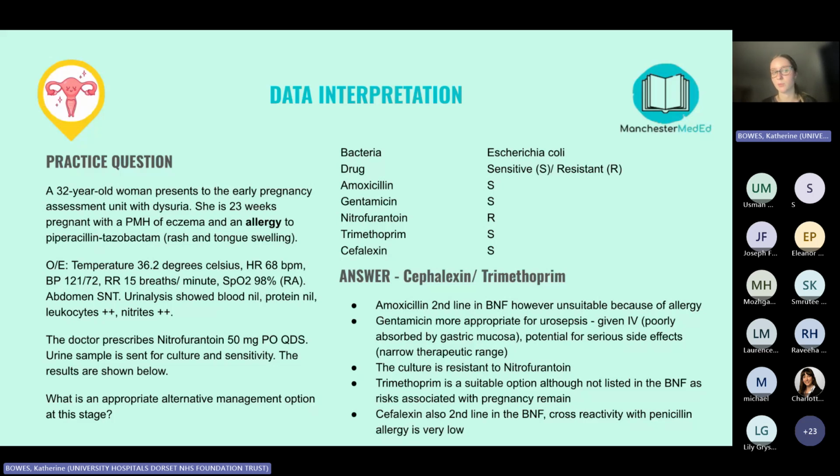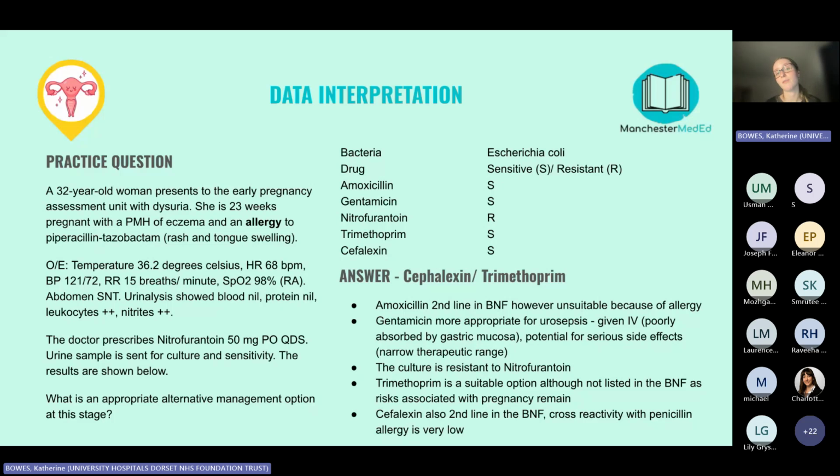As this lady's not admitted to hospital, she's just gone to the early pregnancy assessment unit. Nitrofurantoin would be inappropriate because the culture shows resistance to this. Trimethoprim could be a suitable option, but it's not listed as a key recommendation for UTI in pregnancy. And then cephalexin is second line in the BNF for UTI in pregnancy, but there's the potential for some cross-reactivity in a patient with a penicillin allergy. I think it's unlikely and low, but that is something to be aware of. So that's why I've put cephalexin or trimethoprim as options.